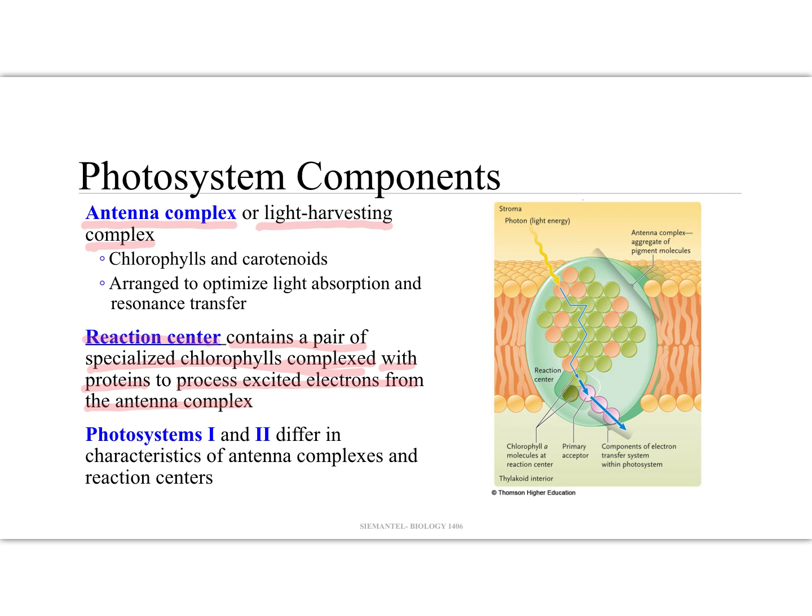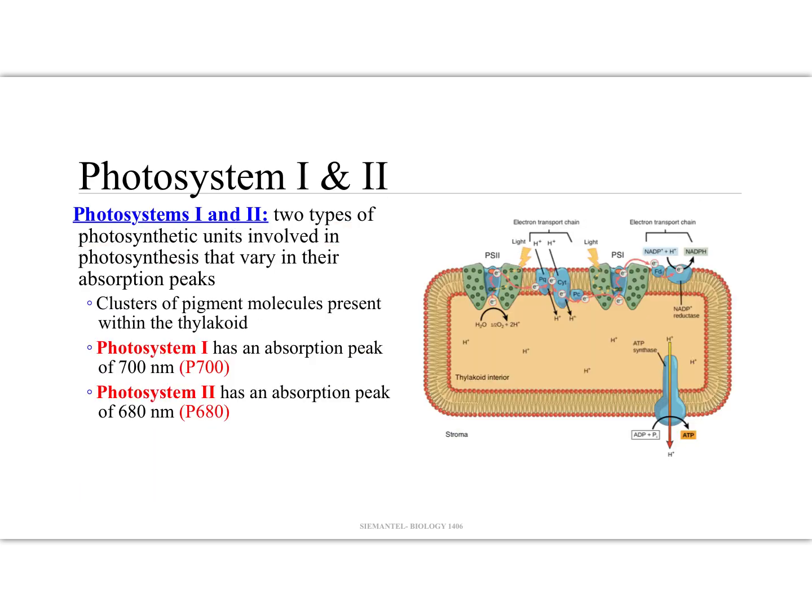So in organisms that are photosynthetic, there are two photosystems. We call them photosystems 1 and photosystems 2. The differences between the two are slight, but it boils down to the characteristics of the antenna complexes and the reaction centers themselves. Photosystem 1 and 2 are two types of photosynthetic units or complexes that are involved in photosynthesis. And the difference is where they absorb. What is their absorption peak?